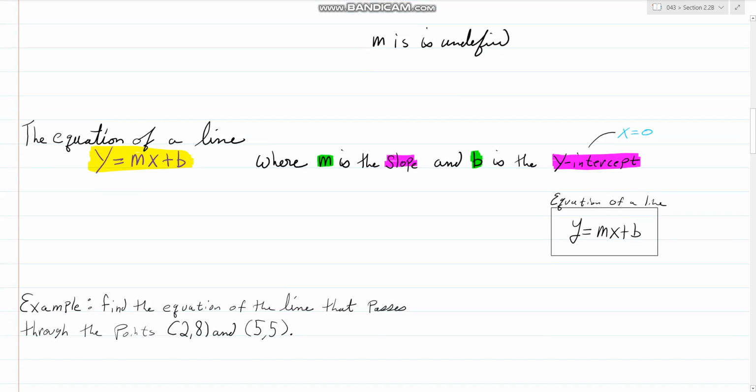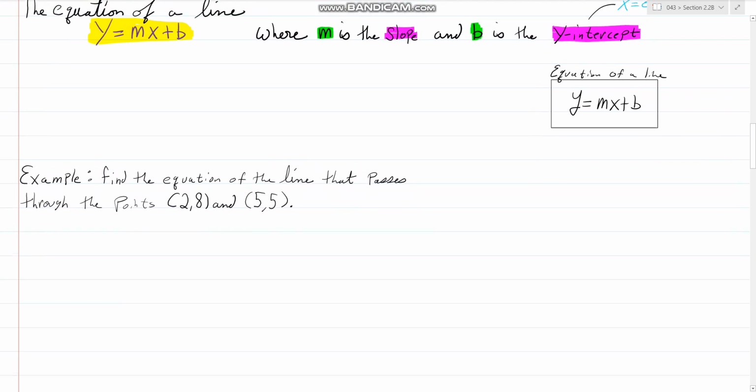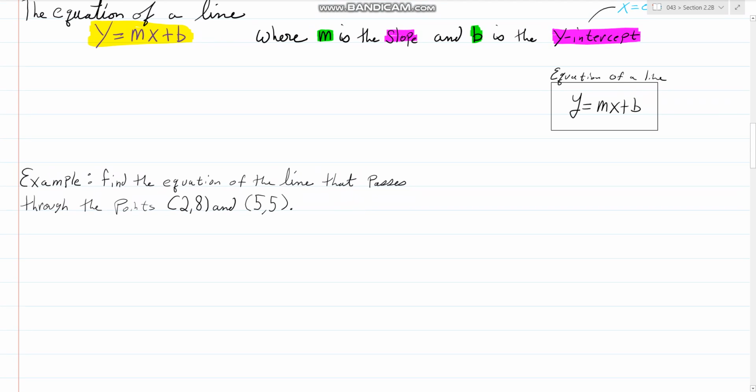Let's look at an example. For this one, we want to find the equation of the line that passes through the points (2, 8) and (5, 5), okay? Now the first step I'm going to do is find the slope. So the slope is going to be 5 minus 8. Well, it looks like that's going to be negative 3. And then we have 5 minus 2. That looks like it's going to be positive 3. Okay, so it looks like we have negative 1 for our slope there. All right, I'm going to circle that so I don't lose it.